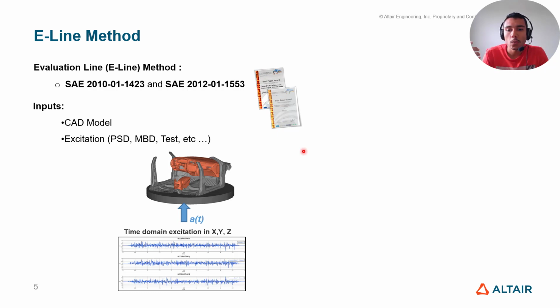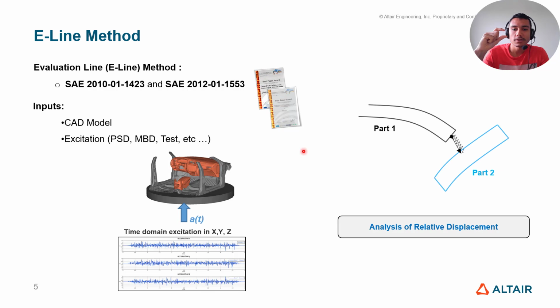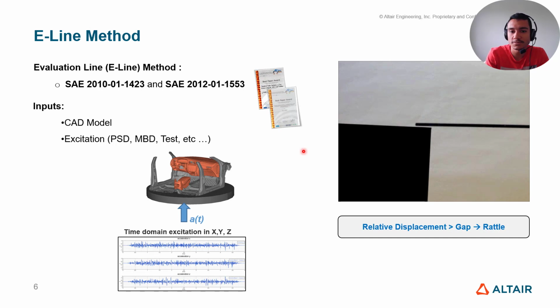In short terms, what we are doing here is creating virtual transducers along the interface of 2 different components and tracking the relative displacement between them. So once I know what is the actual gap between 2 parts, I will compare this gap with the relative movement. And if the relative displacement is bigger than the gap that I have, it means that the parts will get in contact and generate noise. This is the basic idea here of the whole methodology.